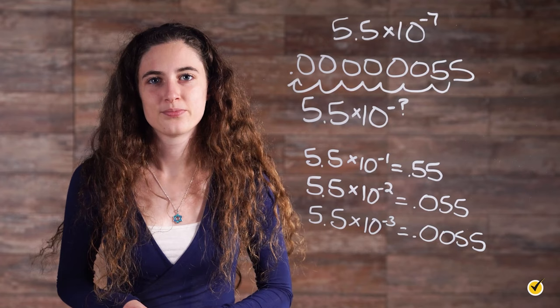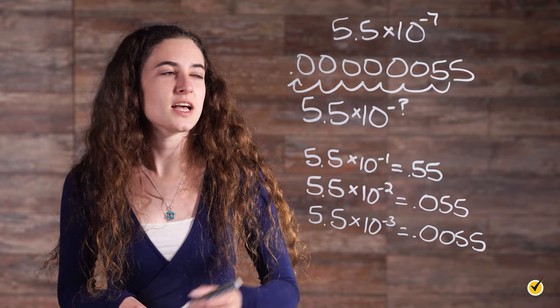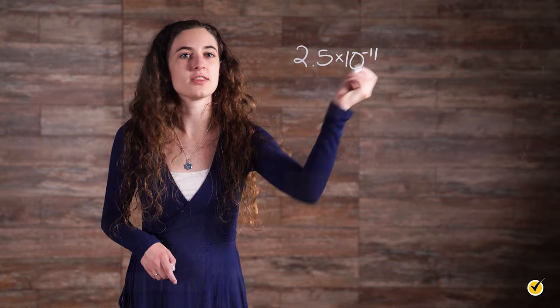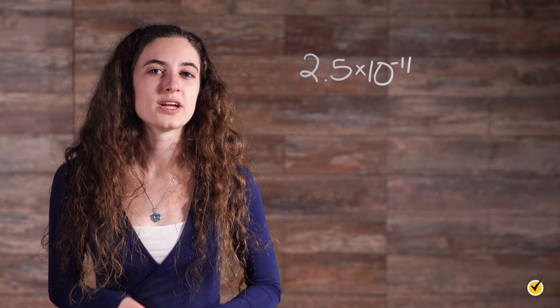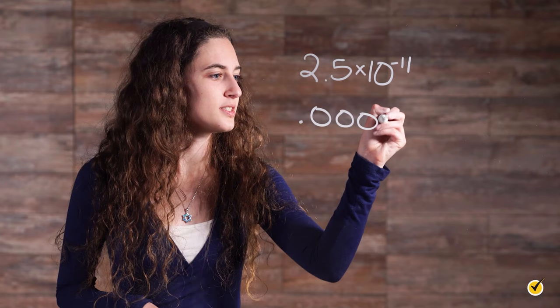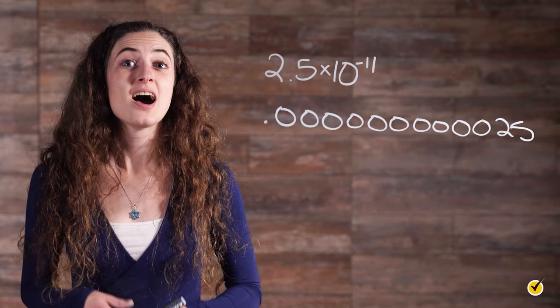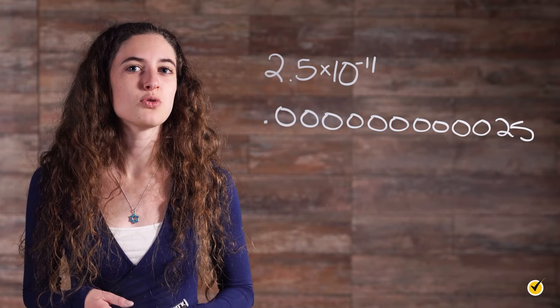So in scientific notation, the wavelength of green light can be expressed as 5.5 times 10 to the negative 7th meters. The radius of a hydrogen atom is 2.5 times 10 to the negative 11th meters. We can express this in standard form by starting with the decimal part 2.5 and dividing by 10 a total of 11 times. This tells us that the radius of a hydrogen atom is 0.00000000025 meters.